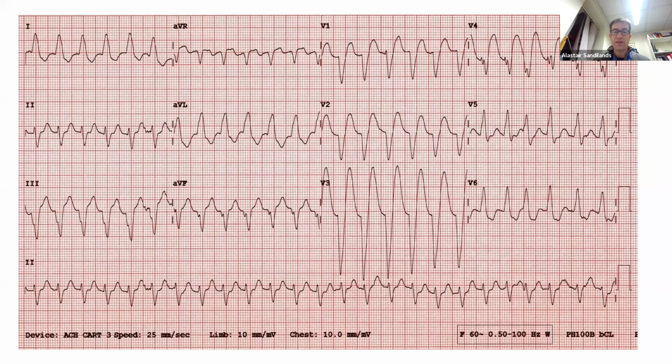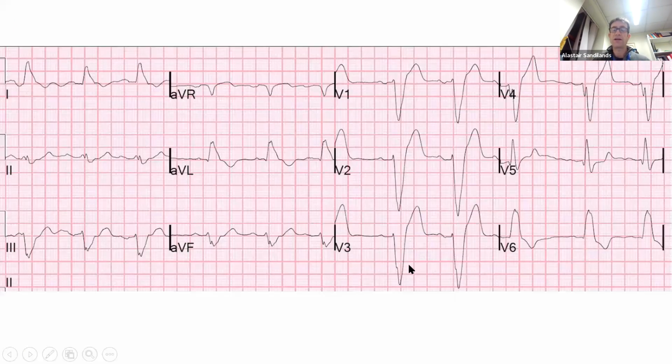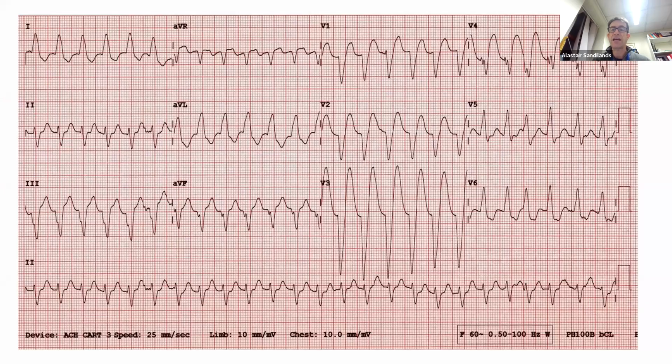Now, the one thing to do here is just try and scan. I'm going to flick between the two ECGs to show you and look at one lead at a time. So look at V1, and V1 now, V1 now, V1 now. Look at that. They look the same, don't they? This one is just sped up because the patient is in tachycardia. They still have bundle branch block.